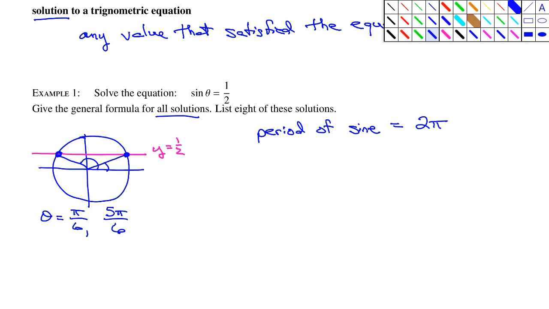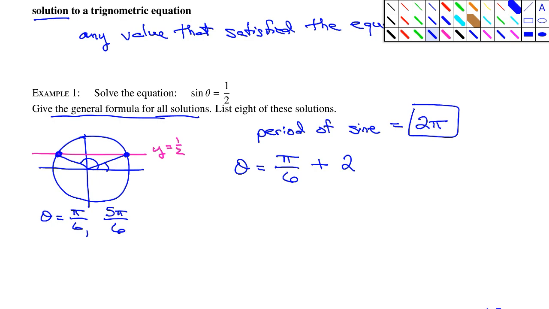So in fact, what I can do is I can take multiple rotations around the circle and end up on these points as well. So the way that we find the general formula for all solutions is we say that theta is equal to pi over 6 plus, and then we acknowledge we can add any multiple of pi over 2, because that's the period, to this pi over 6.